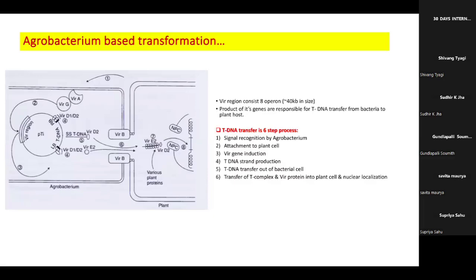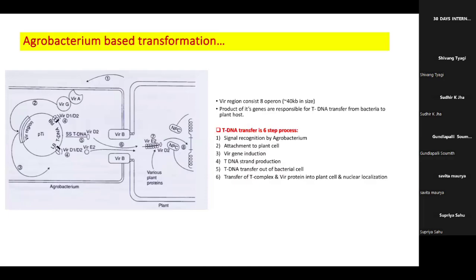Since this bacteria has the natural ability to infect plants, it has been exploited by molecular biologists to transfer the gene of interest into the plant using its own machinery, through which it transfers its own gene into the plant in a natural way. Agrobacterium has a Ti plasmid, that is, tumor-inducing plasmid. Crown gall disease is just like a tumor, so that's why it is known as tumor-inducing.